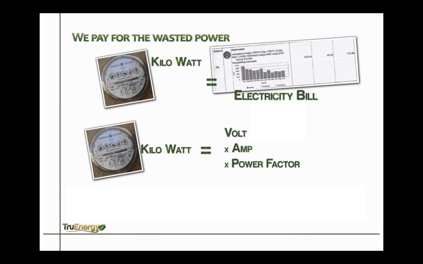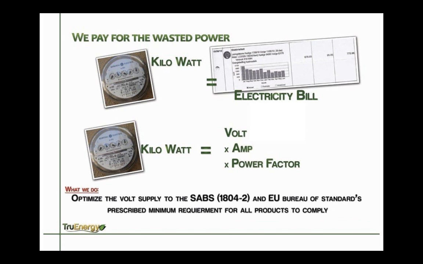There is no use giving attention to power factor to save kilowatts, but by optimizing the volt supply to the standards, prescribed minimum requirements, we can save on volt and amp. This is why we take control over the voltage and, in return, take control of the electricity bill.